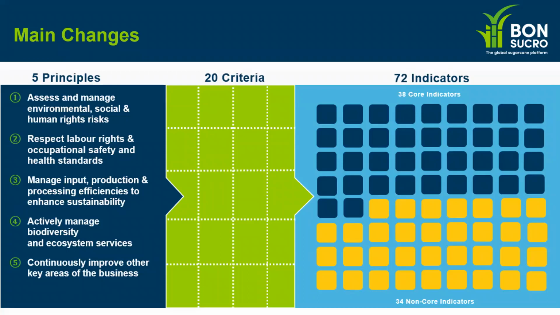So it still leaves room for continuous improvement in those areas that are not core, but it increased the core indicators. We'll cover some of the areas, but some of them are very important, like no deforestation, for example. Of course, forced labor, child labor, everything around labor law and ILO conventions. So those remain, and then there were introductions of new core indicators around management systems as well.